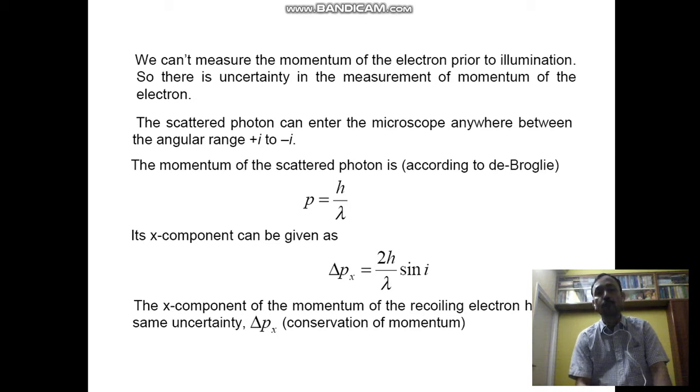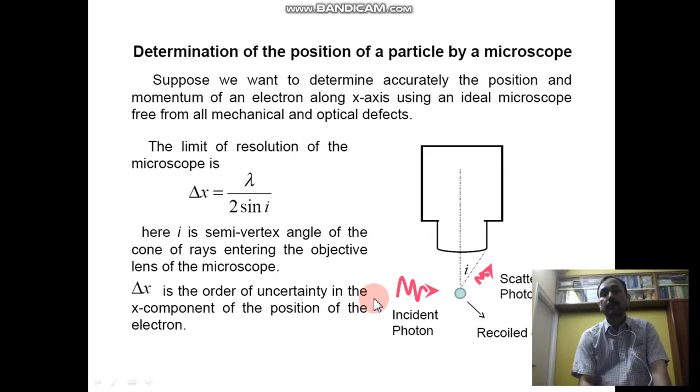The scattered photon can enter the microscope anywhere within the angular range plus I to minus I. This one is the plus I direction, and this one is the minus I direction.